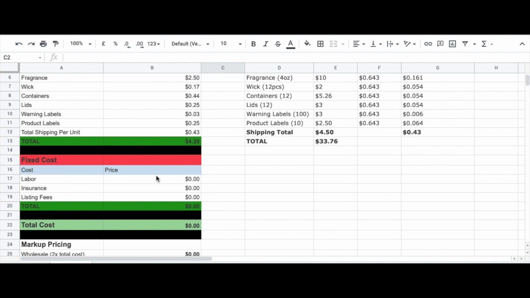Our labor, let's just say we want to charge ourselves $1.5 per candle. So per candle, you just want to pay yourself $1.5. And then insurance, let's assume that our insurance is $1 per candle. And our listing fee, let's go with Etsy's price. Etsy is 0.20. So our total would be 2.70.